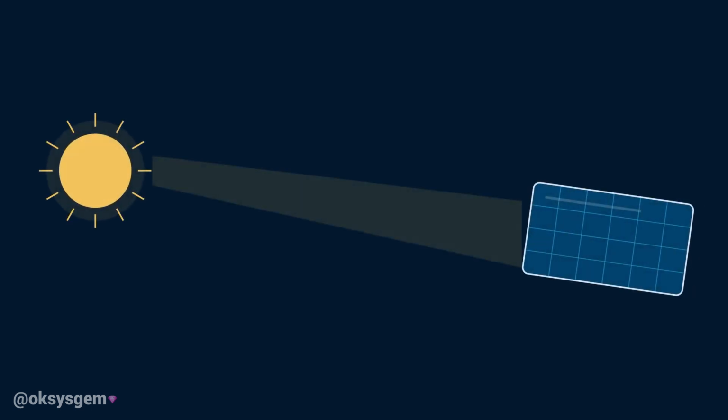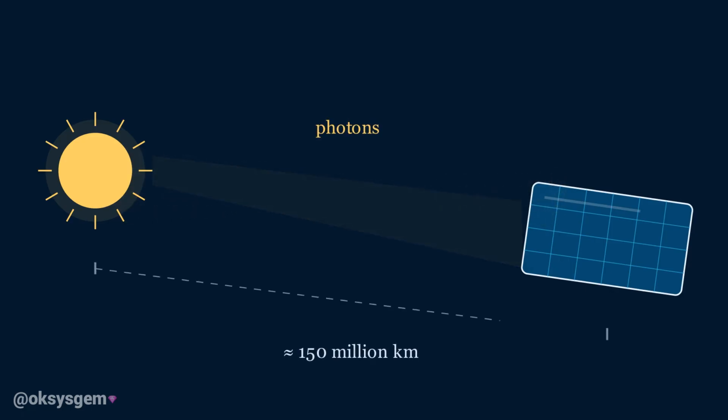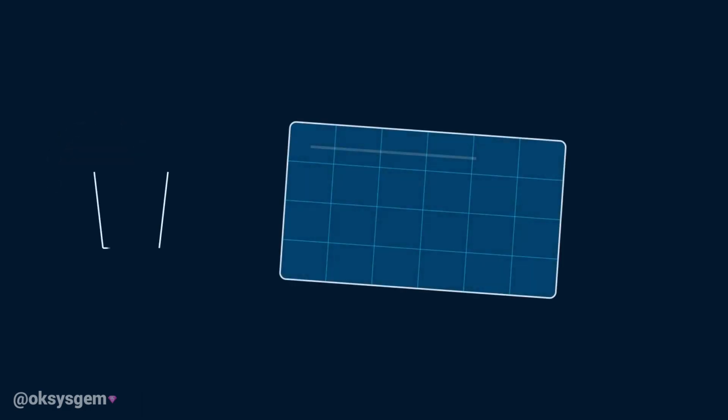Sunlight may look like a continuous beam, but it is actually made of countless tiny packets of energy called photons. These photons travel from the sun, cross roughly 150 million kilometers of space, pass through Earth's atmosphere, and eventually strike the surface of a solar panel.